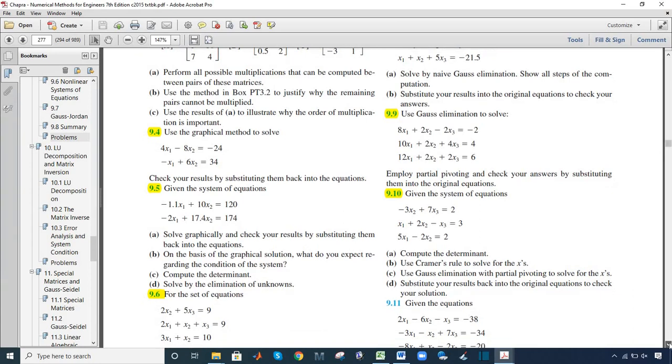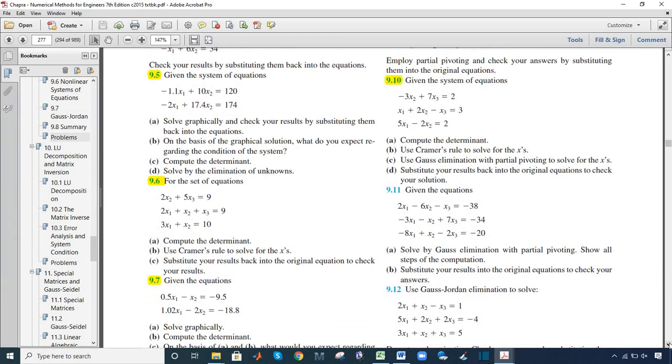Next problem is 9.6. For the set of equations, these three equations are given here, and first part is compute the determinant, and second is use Cramer's rule to solve for x. Means you have to find the values of x1, x2 and x3. Substitute your results back into the original equation to check your results. Means when you find the values of x1, x2 and x3, and then you put these values into these equations, the result should be like this: 9, 9 and 10.